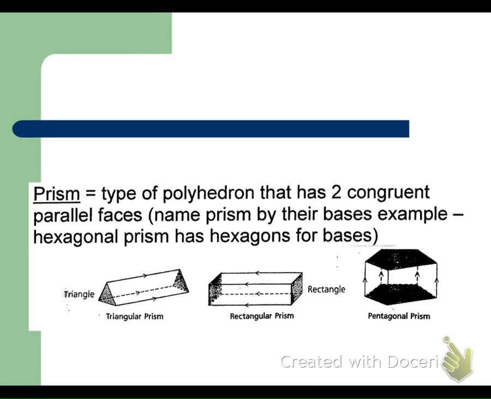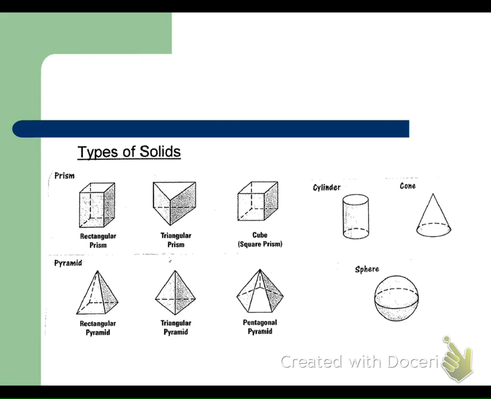A prism is a type of polyhedron that has 2 congruent parallel faces. We name the prism by the bases. You can see that they give the example as a hexagonal prism, so it has a hexagon as the bases. The sides are parallel. You will also see a triangular prism, a rectangular prism, and a pentagonal prism. So these are types of solids. You have prisms and you have pyramids.